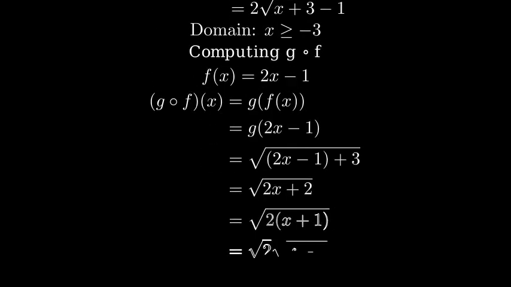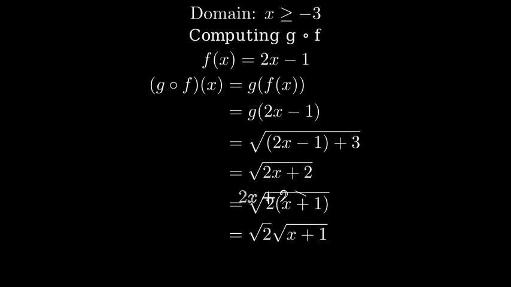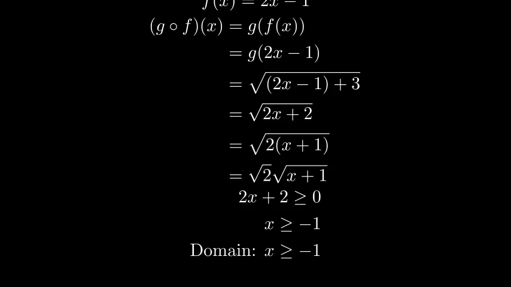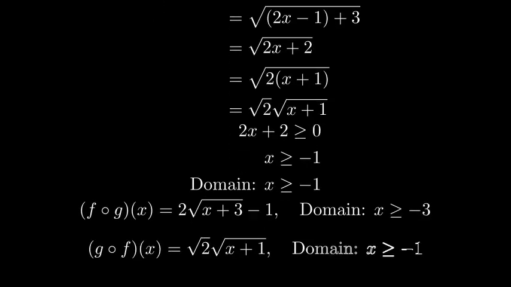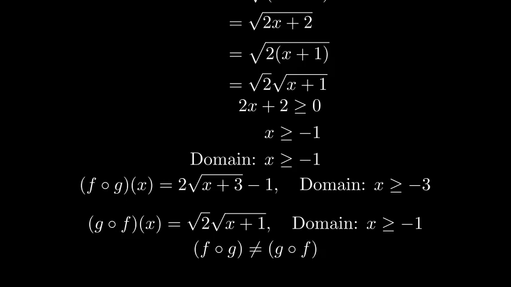So, g of f of x equals the square root of 2x minus 1 plus 3, which simplifies to the square root of 2x plus 2, which can be further simplified to the square root of 2 times the square root of x plus 1. For the domain, we need 2x plus 2 to be greater than or equal to 0, which gives us x greater than or equal to negative 1. Note that the composition f composed with g and g composed with f generally give different functions with different domains. Function composition is not commutative in general, meaning f composed with g is not equal to g composed with f.